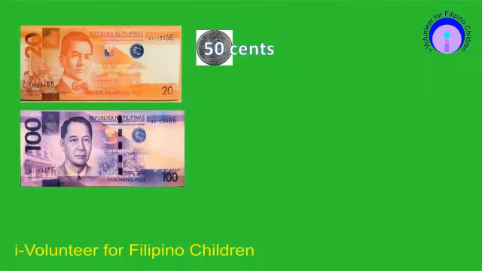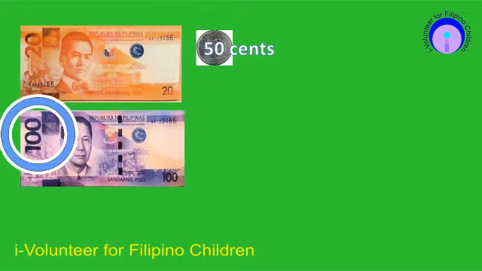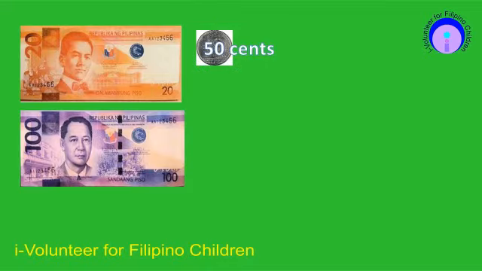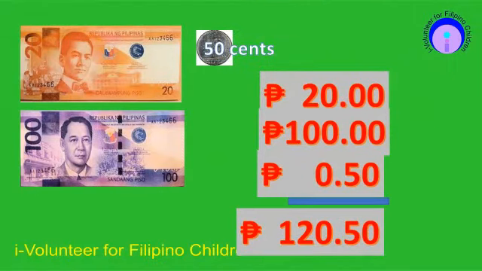For this example, we have one 20 peso bill and one 100 peso bill. Other than the bill, we have a coin. The value of the coin is 50 centavos or 50 cents. This is how we write when adding money. All the decimal points must be aligned. The decimal point separates the peso from the centavos.